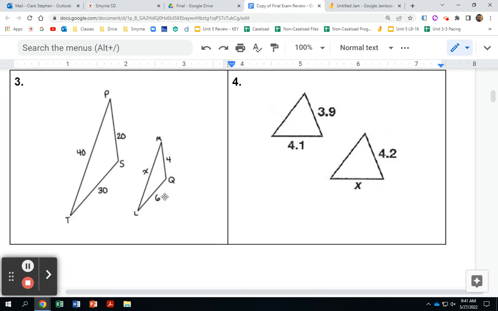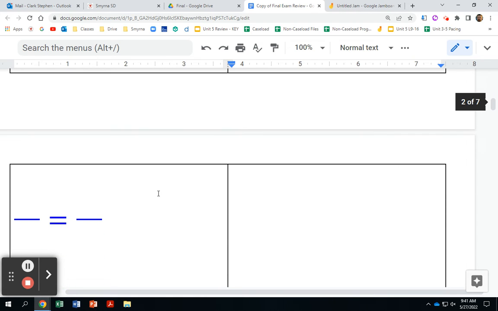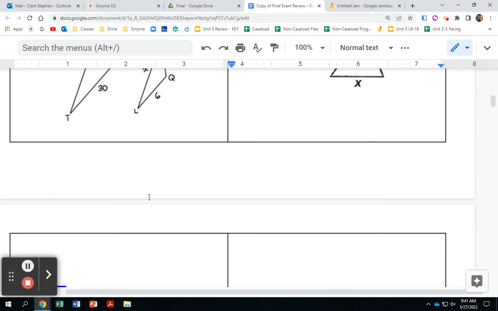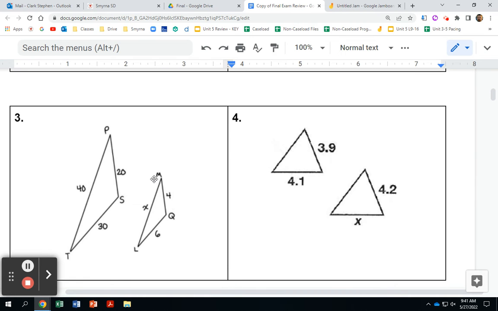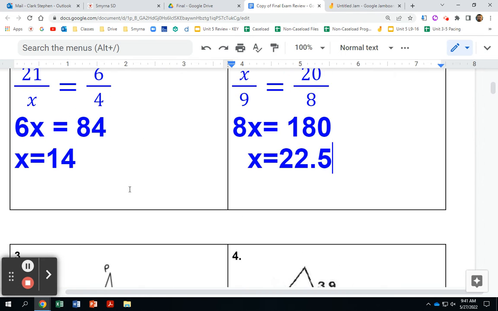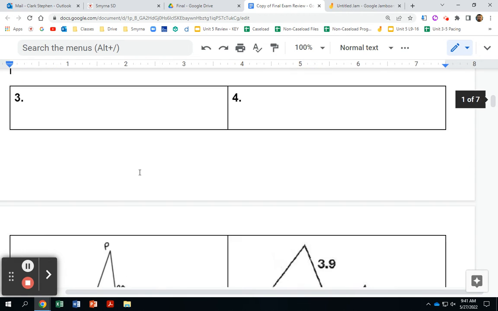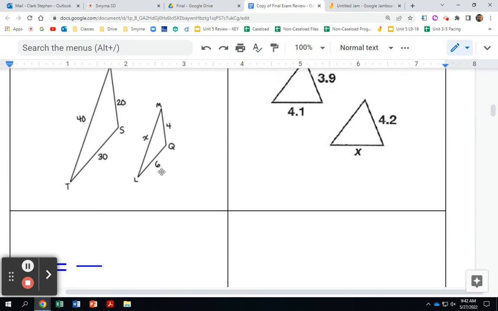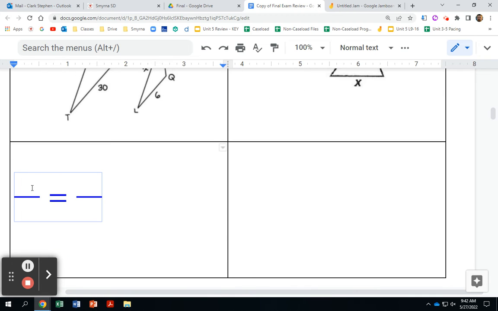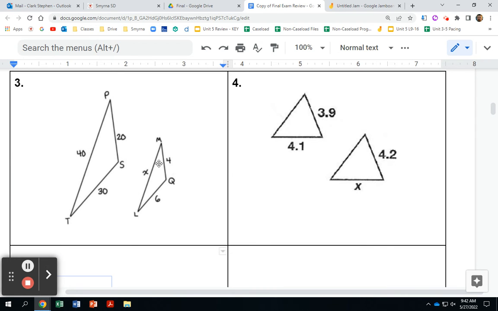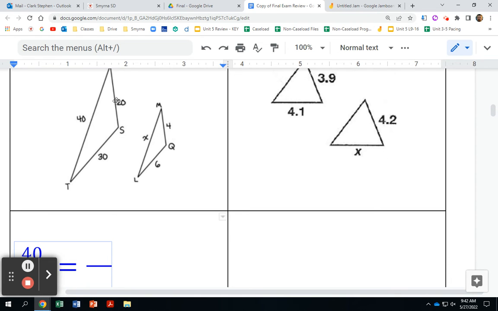And number 3. So number 3, I'm going to solve for x again. And let me adjust this here a little bit. You can see it. Okay, so again, we're setting up a ratio. We got 40 and x in the same spot. So we can put 40 over x. And then we can use either 20 over 4 or 30 over 6. Either way, it's going to be the same thing. So I'm going to do 20 over 4.